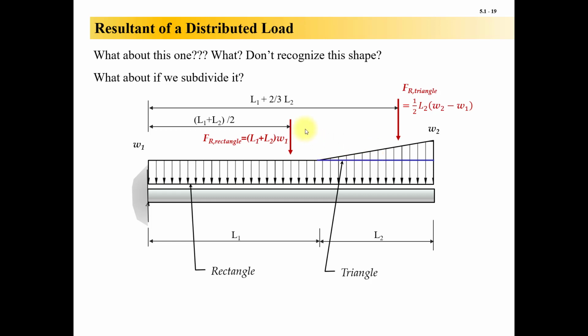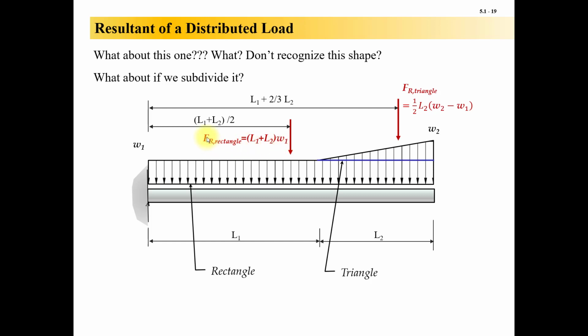Okay, so the resultant of our uniform rectangular load is just going to be the area of a rectangle, so base times height. So L1 plus L2 is the base, and then W1 is the height. So that would be your rectangle. L1 and L2 might be in meters or feet or something, and the W1 would be in load per meter or load per foot. So it might be in kips per foot or pounds per foot or something like that.